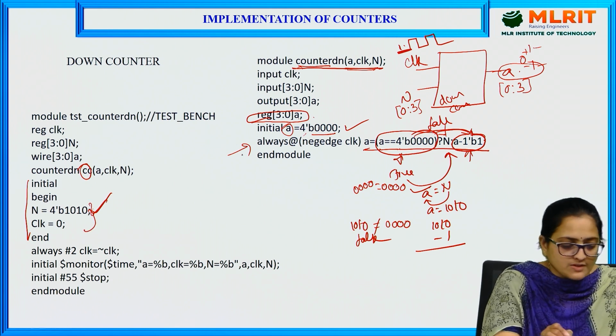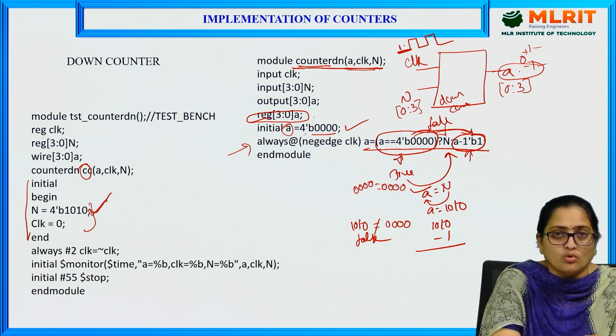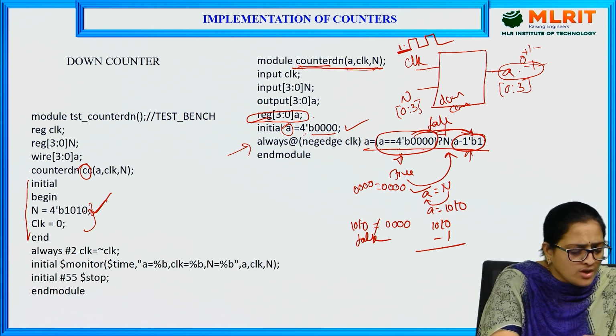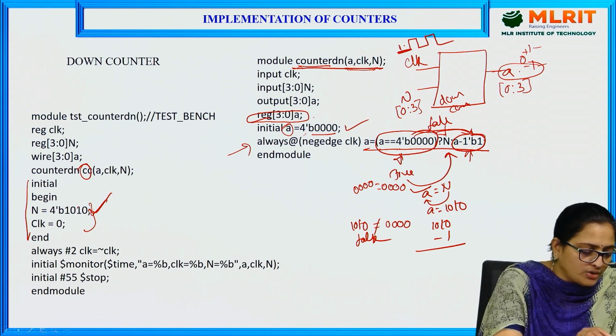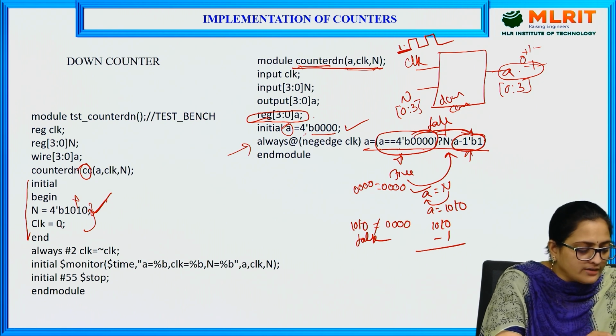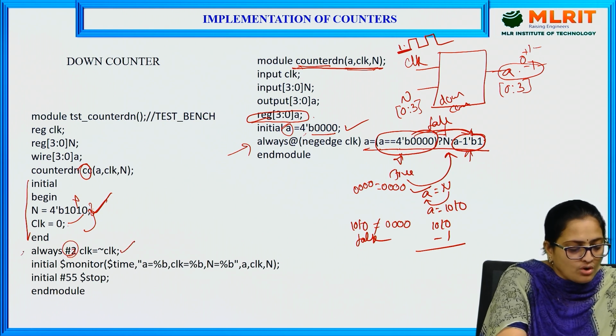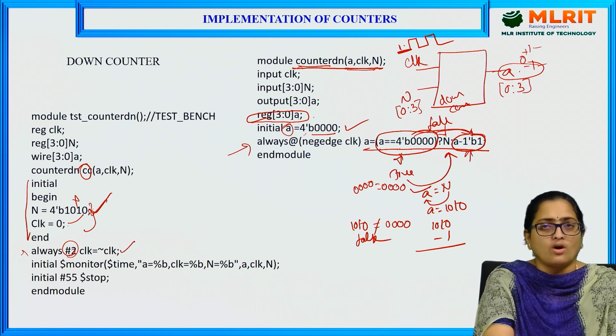In that I am assuming that the N value has some 4-bit binary value, 1010. This is not compulsory; any value you can consider. And the clock initially starts with 0. I want to generate a clock, so the clock is given as the complement of clock for every 2 time intervals. So always #2 clock equals complement of clock.